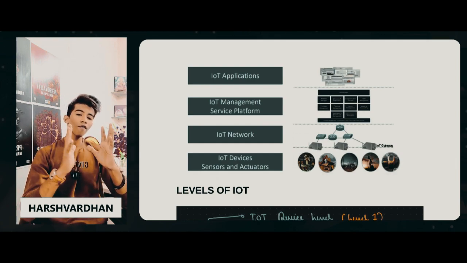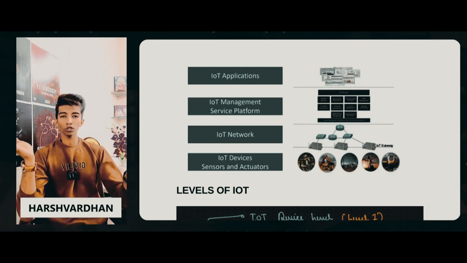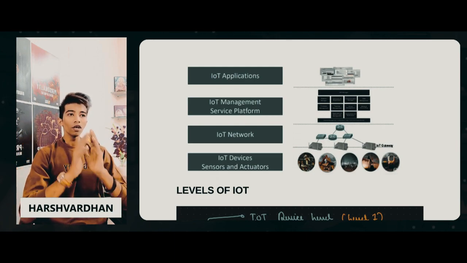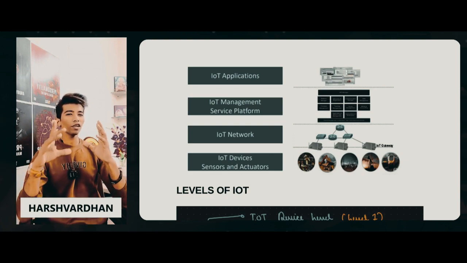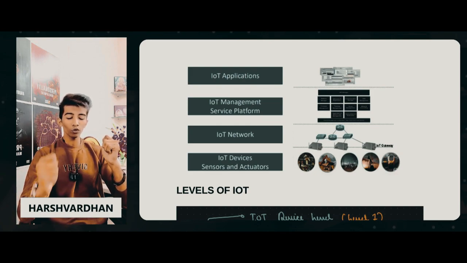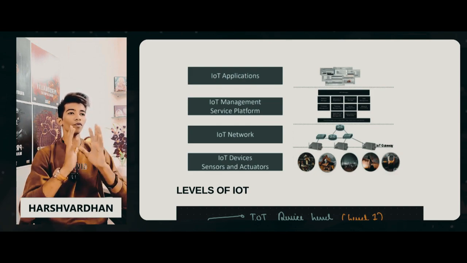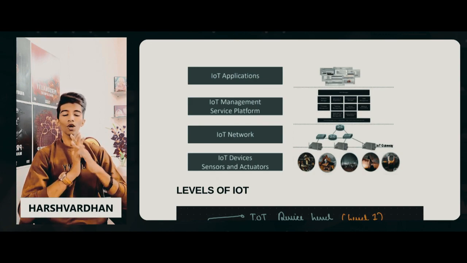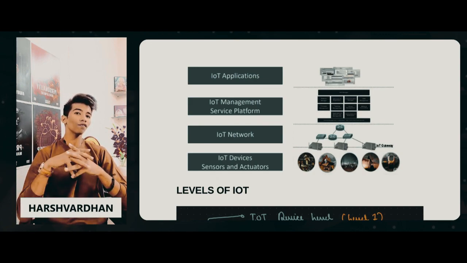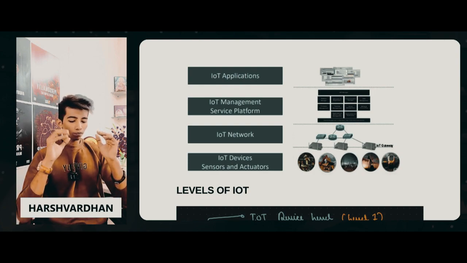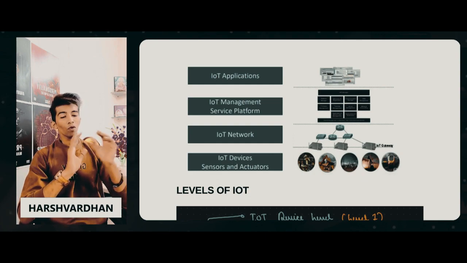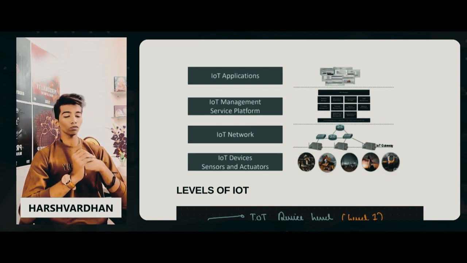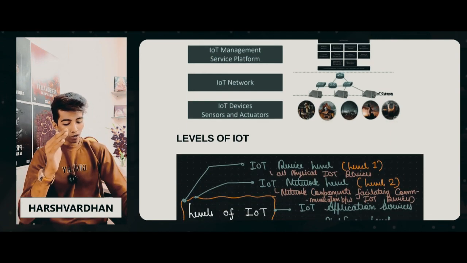Then a network. After the layer of sensors and actuators, you will require a network, and that is referred to as the IoT network. After the network, the next thing is the management service platform, the platform where you will manage all kinds of services. And then after that you go to the IoT applications. So first sensors and actuators, then the network, then the management service platform where you can manage all kinds of IoT services, and on top of that the IoT applications working. So this is just a simple level of working.